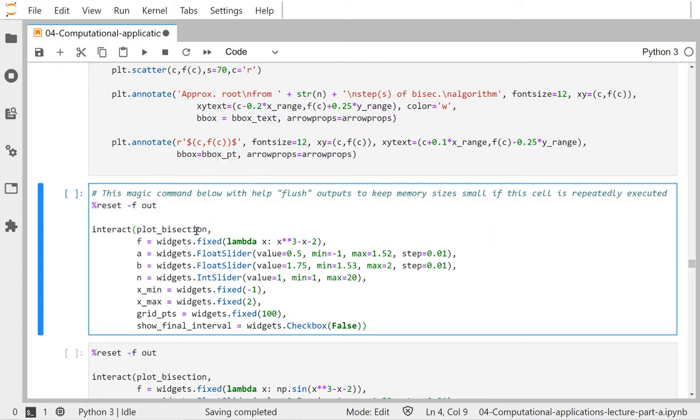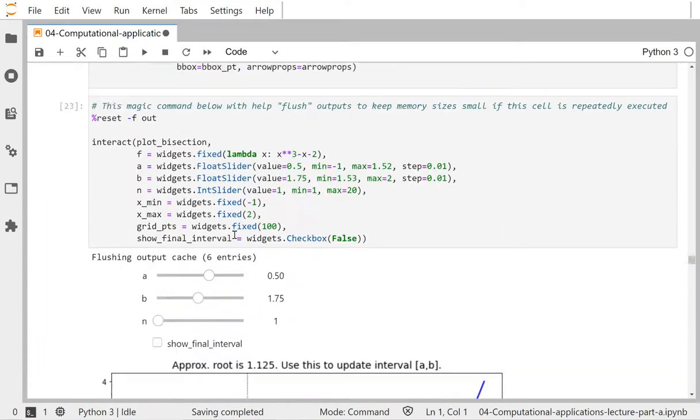And now I'm going to interact with the plotting function. I'm going to use our lambda function, that is our x cubed function again, and I am going to use a, b, and n, and I'm going to have a checkbox, and you can see how I coded that in the plot function, that allows you whether or not to show the final interval from the bisection algorithm.